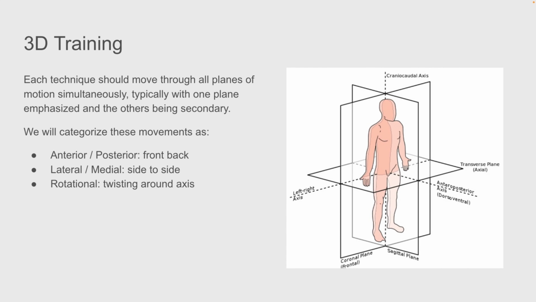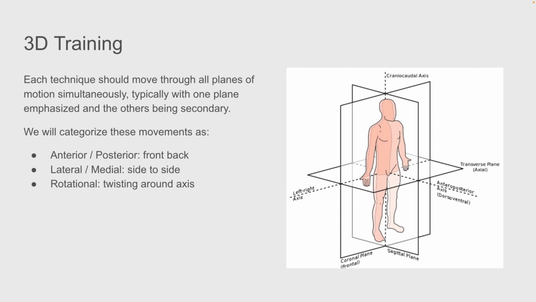So 3D training. What do we mean by 3D training? Each technique should move through all planes of motion simultaneously, typically with one plane emphasized over the others being secondary. So this means, and you see this a lot in traditional lifting, except it's the front, back, anterior, posterior relationship that's really, really emphasized, where we want to put a balance into that where it's only 1/3 of the equation. So we will categorize these movements in training as anterior, posterior, front, back, lateral, medial, side to side, and rotational, meaning twisting around the axis.